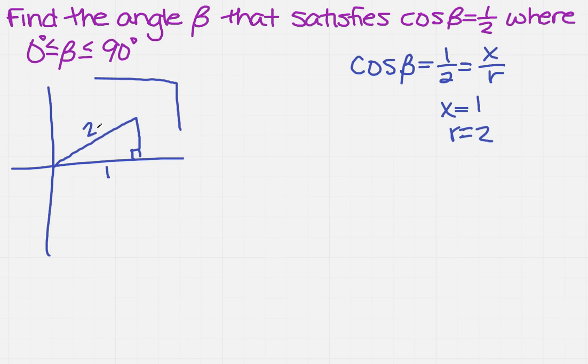Now, does that remind you of anything? It should. It should remind you of a 30, 60, 90 triangle. And remember, this one's going to be 60, and this one's going to be 30. If you haven't memorized your 30, 60, 90, please make sure that you've got that taken care of before we take a test. So what does that mean? Well, that means that in order to get x over r, that degrees is going to be 60. So beta is equal to 60 degrees.